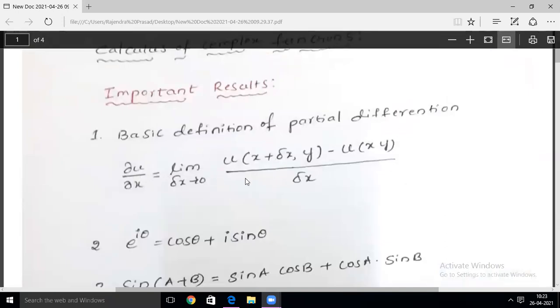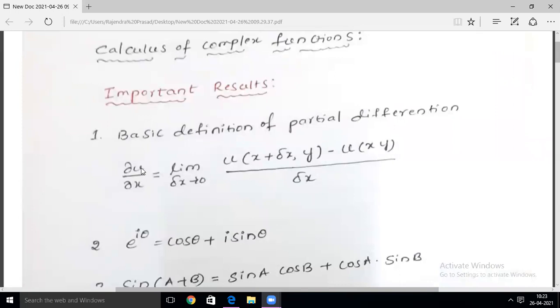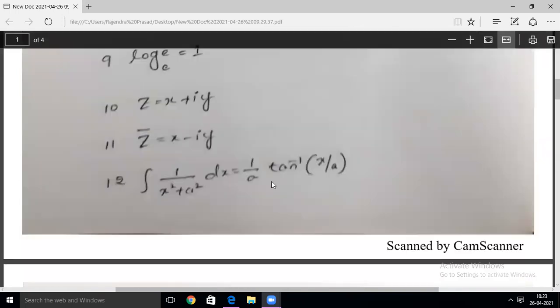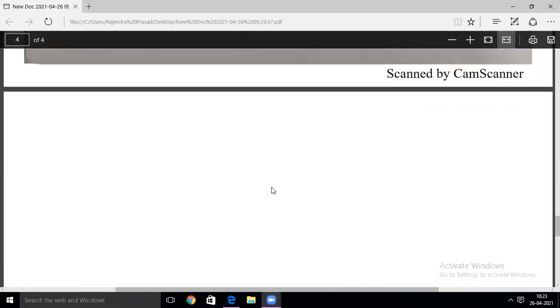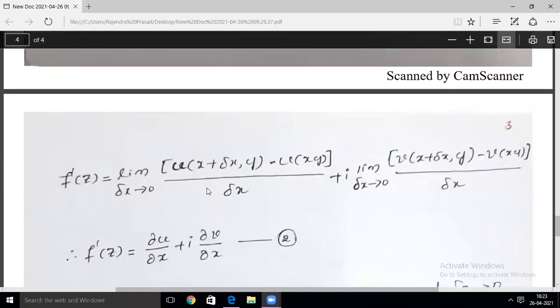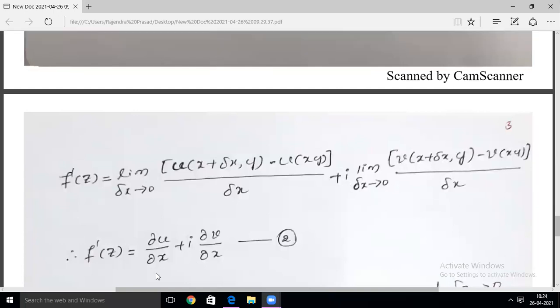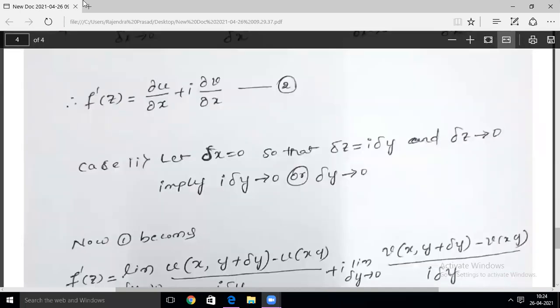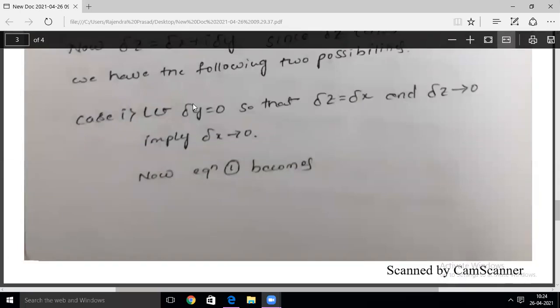So this can be written as del u upon del x. In terms of v, this can be written as i into del v upon del x. This is the basic definition of partial differentiation. Consider equation number 2: f dash of z is equal to del u upon del x plus i into del v upon del x. Consider equation number 2.